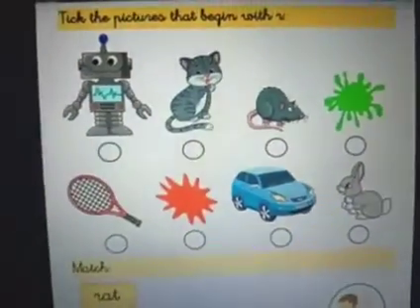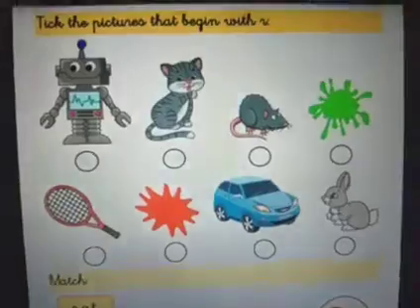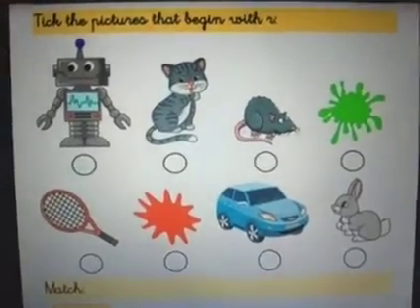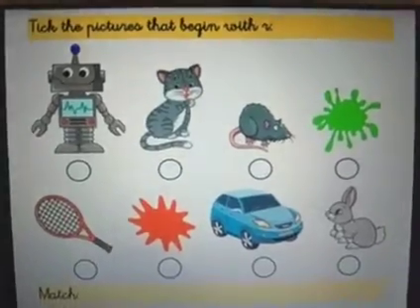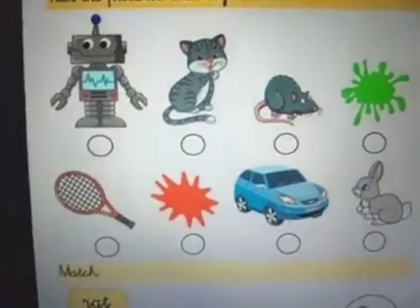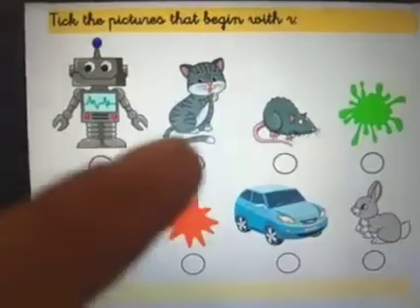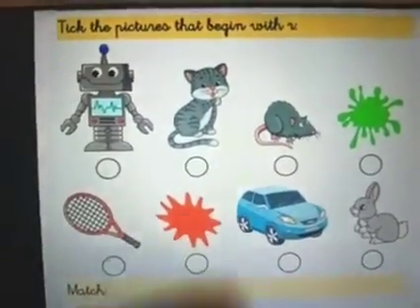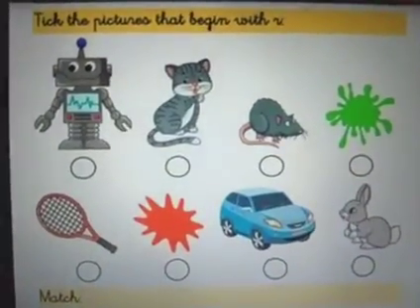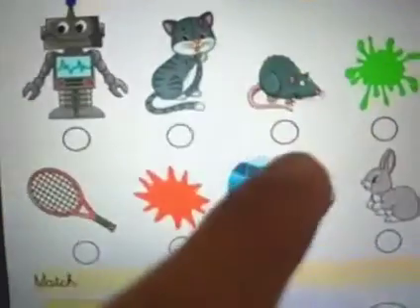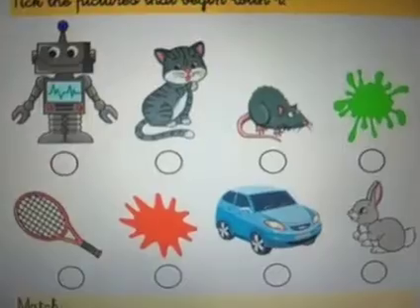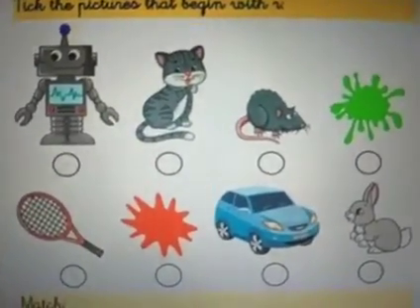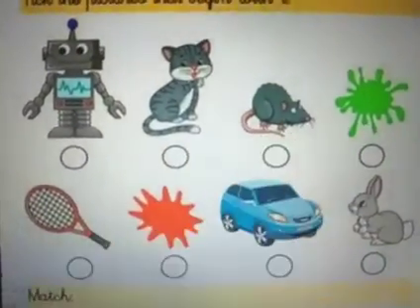The next picture is of a cat. Cat. Now does it begin with the sound R? No, it begins with the sound K. Yes, so we don't tick this picture. We cross it. The next one is a picture of a rat. Yes, now the word rat, does it begin with the sound R? Yes, rat. So you tick the picture.